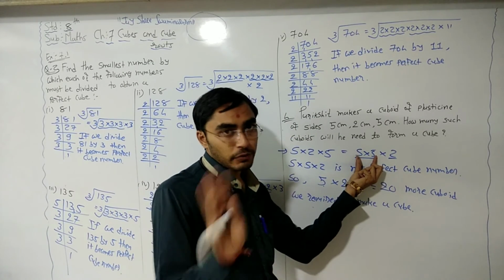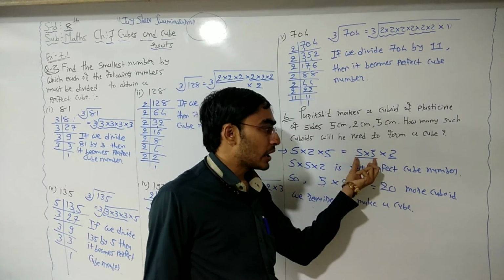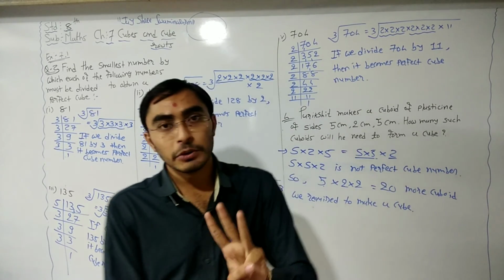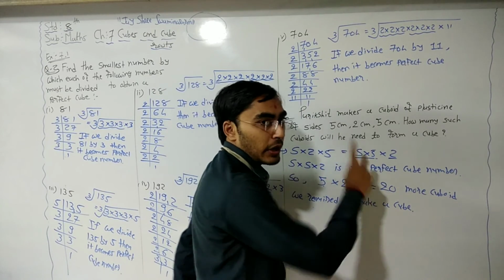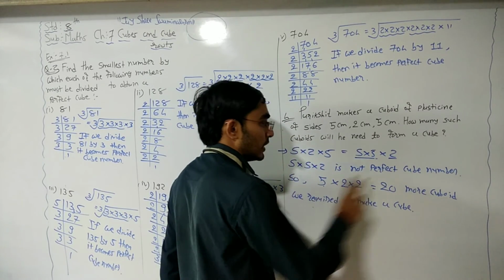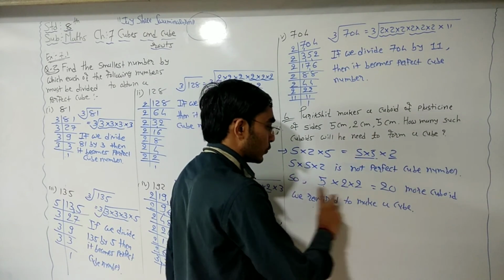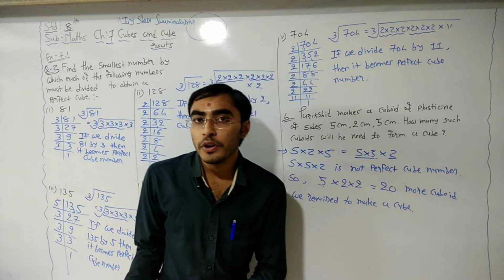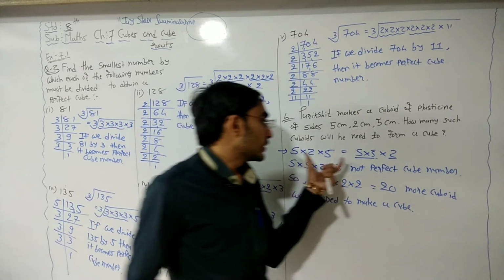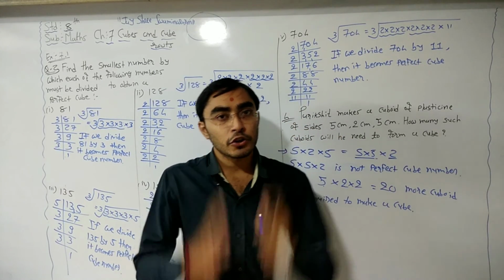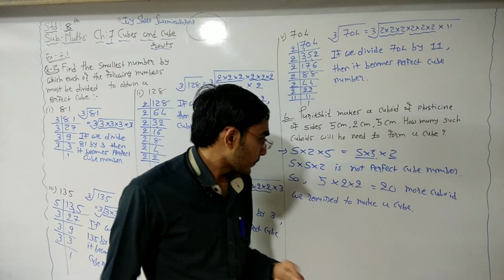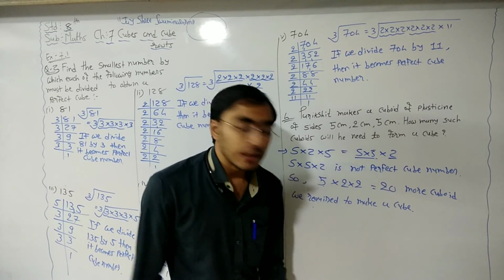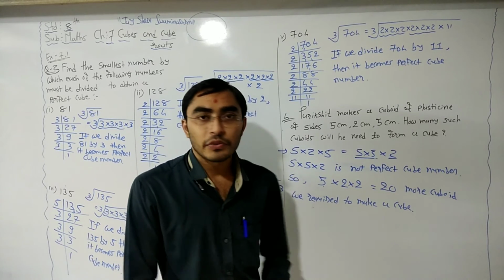So here 2 times 5 we have. One more time 5 is missing here and 2 more times 2 are missing, because we need complete groups of 3 numbers. So 2 times 5 is there, 1 time is not there, so we need 2 more times 2. So 5 multiply 2, so in total 20 more cubes we want. So this volume becomes a perfect cube number. So here 1 time 5, 2 times 2, 5 2s are 10, 2s are 20 more cubes we want.